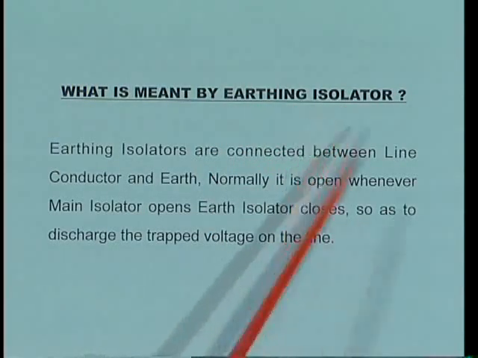What is meant by an earthing isolator? An earthing isolator is connected between the line and the ground. We have seen isolators are disconnecting switches, or they can make the connections. But earthing isolators are different. Earthing isolators are used so that whatever trapped voltages are there in the line after opening the main isolator are bypassed to the ground.